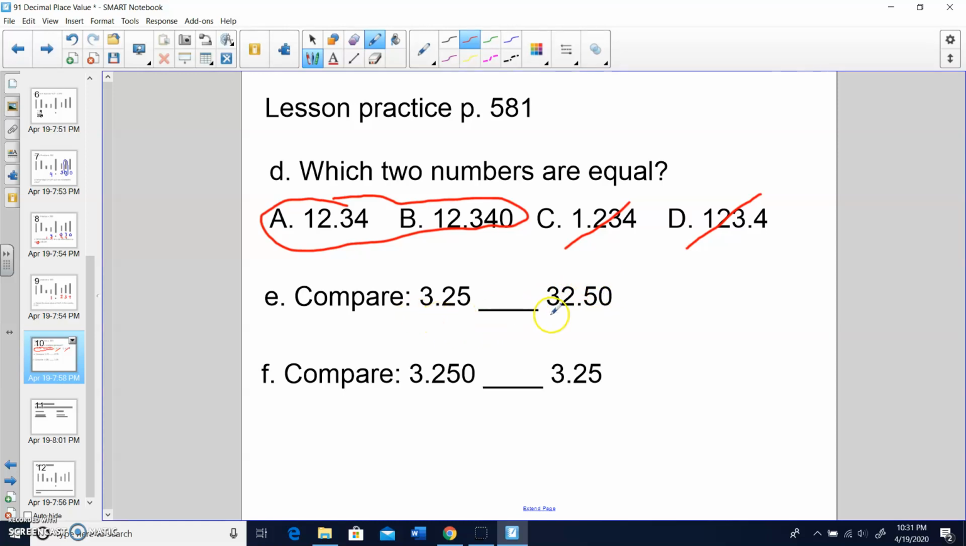Okay, E, compare 3 and 25 hundredths and 32 and 50 hundredths. Well, we always start with looking at the whole numbers first, so I can compare 3 and 32, and which would you rather have more of? There you go. Okay, comparing 3 and 250 thousandths to 3 and 25 hundredths. Go ahead and compare them. Which one's larger? Greater than, less than, or equal to? And these are equal to, because again, this 0 doesn't mean anything more. I can put a 0 right here and they'd be the same number.